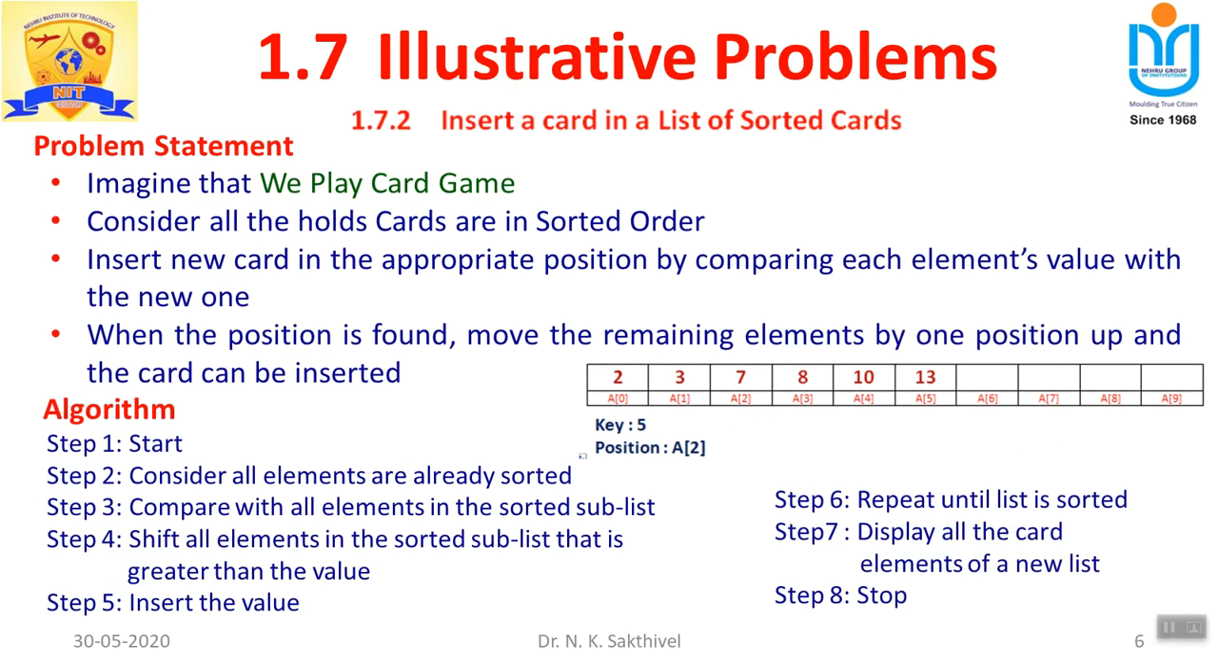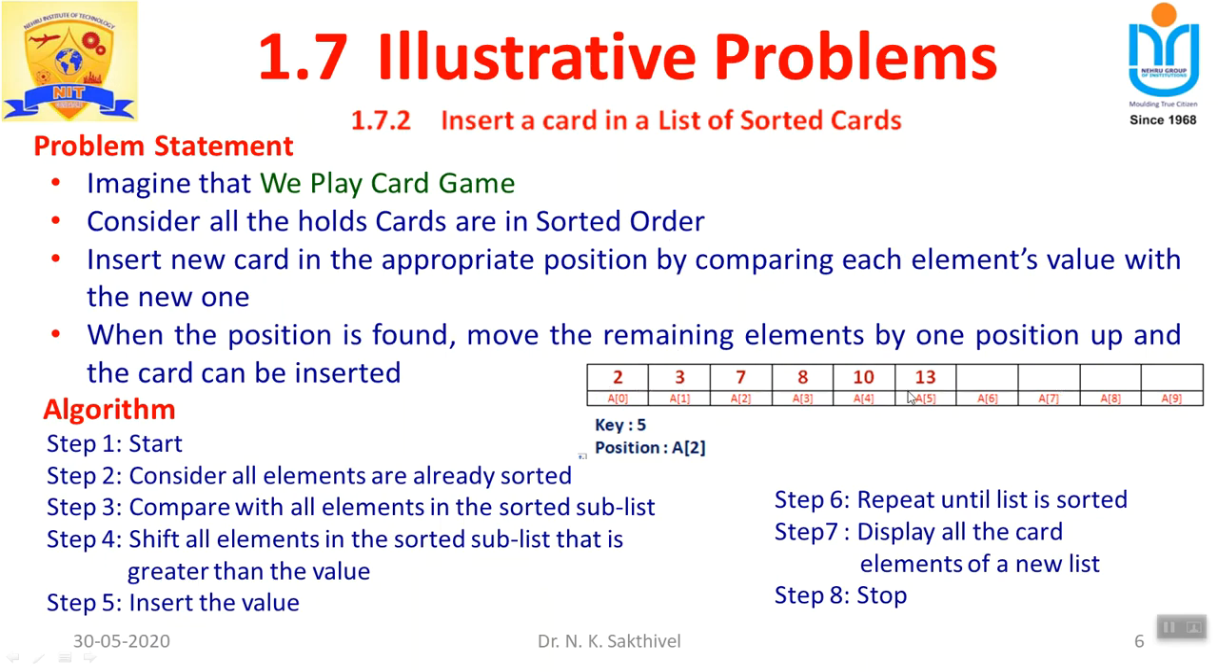Let us look at the second problem. The second problem is to insert a card in a list of sorted cards. The idea is, imagine that we play a card game and we hold certain cards and all the cards are in sorted order. This is the assumption. We play a card game and we hold some cards and all the cards are in sorted order.